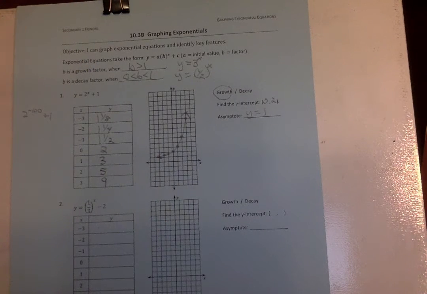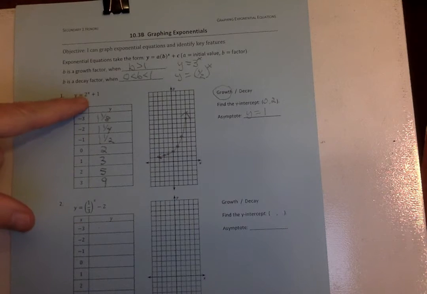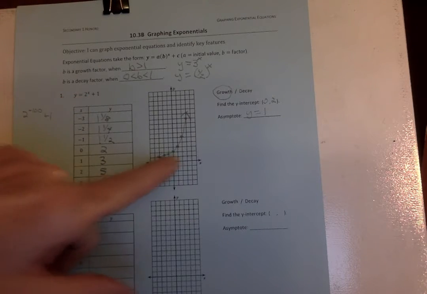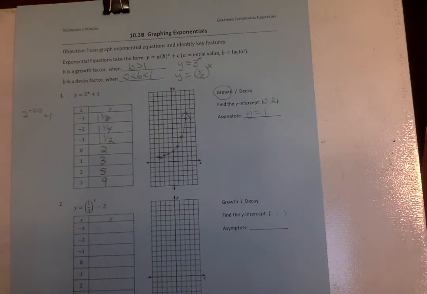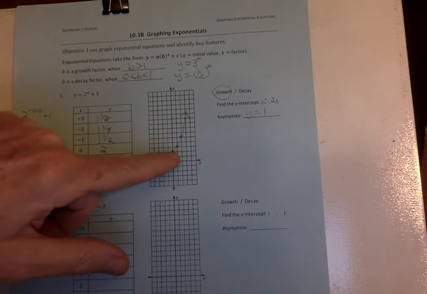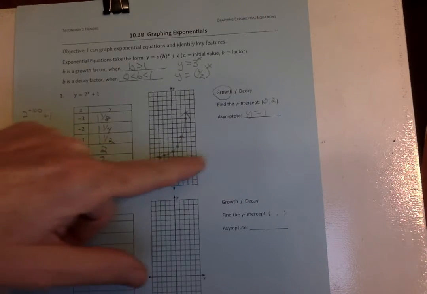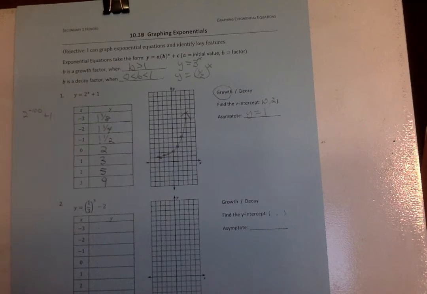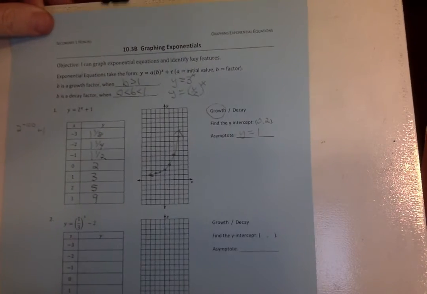Okay, see how that works? All right, so our b again was greater than 1, and it's a growth function. The y-intercept is at 0, 2. Asymptote at y equals 1. It will not pass that. Okay? All right, now let's do the second half of this page.